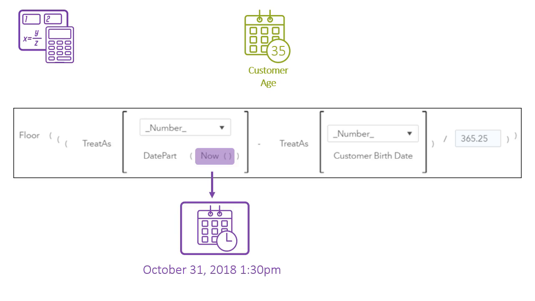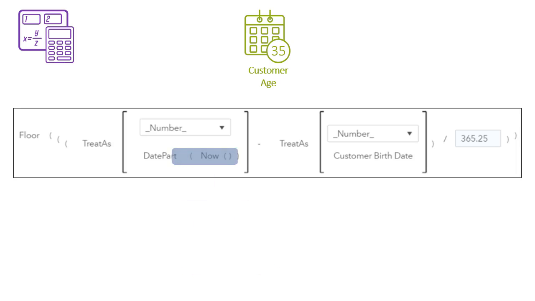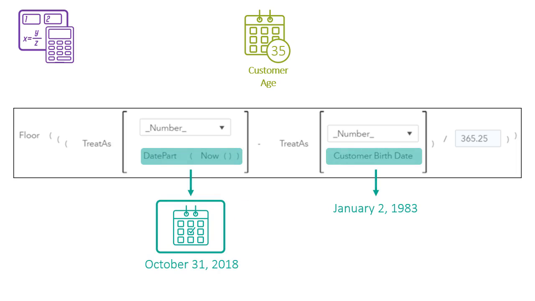The Now operator creates a date-time value. It uses the current date and time, where the current date and time is evaluated every time you view the report. The DatePart operator then converts that date-time value to a date value.